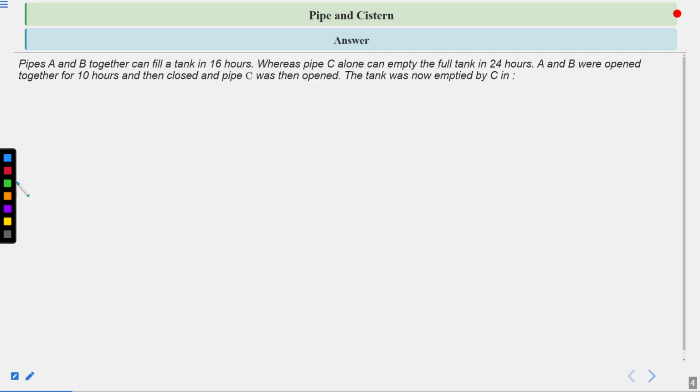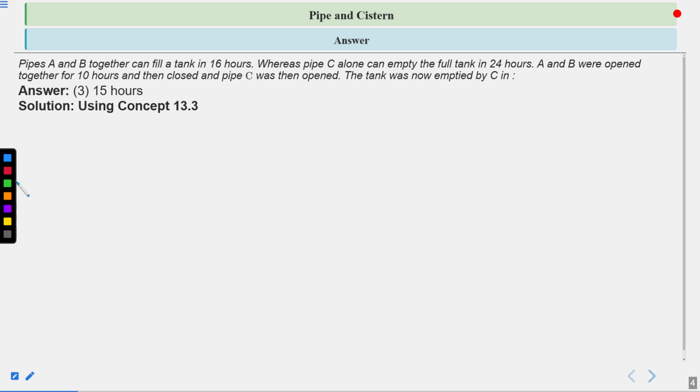So the question says that pipe A and B together can fill the tank in 16 hours. And it is also given that the pipe C alone can empty the tank in 24 hours. Now A and B were opened together for 10 hours and then closed, and pipe C was opened. So first we need to calculate the efficiency of A and B together, and of C. Then we multiply the time, 10 hours, with the efficiency of A and B together, so we get how much water A and B fill in 10 hours. Then dividing by the efficiency of C, we get the number of hours in which the tank will be emptied by pipe C. So the correct answer of this question is the third one, which is 15 hours.